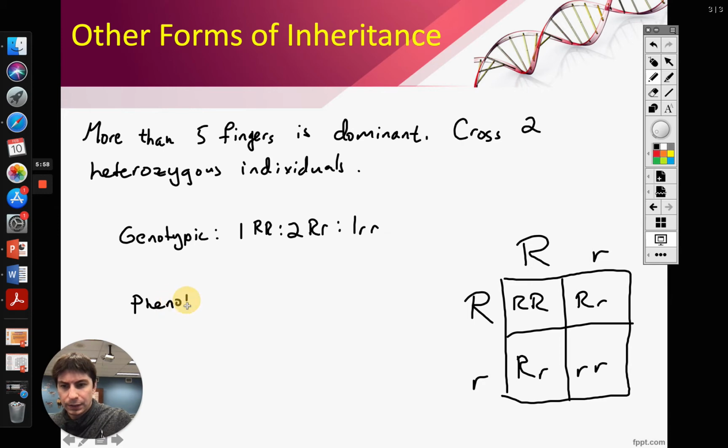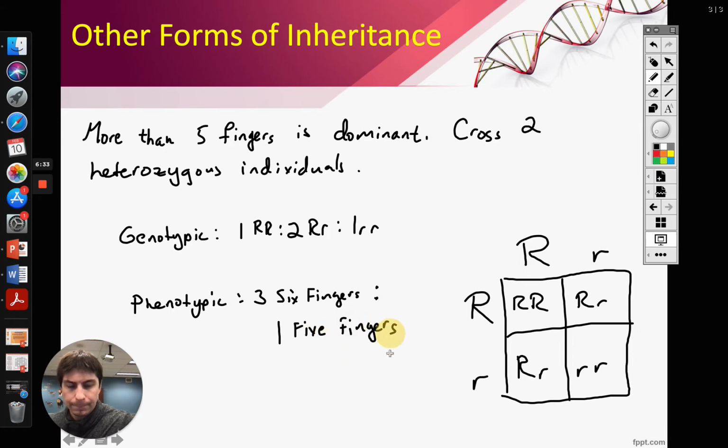Phenotypic. I'm just going to say 6 fingers. That's usually how polydactyly goes. Usually you have 6 fingers. So if you look here, we have 1, 2, 3. That would show that dominant phenotype. So we would have 3 with 6 fingers to 1 with 5 fingers. Okay? So that's just another way we can do it.